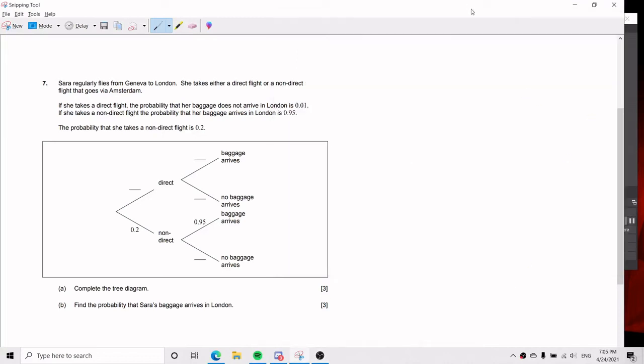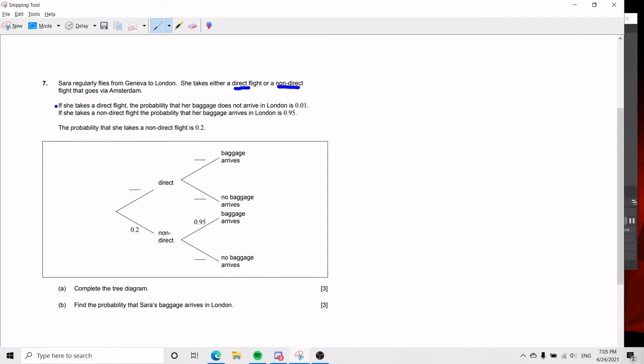Hello everybody, today we'll be going over a probabilities problem at the IB Math Studies level, and in this case we're going to have a tree diagram. So the problem gives us that we have Sarah that regularly flies from Geneva to London, and she takes either a direct flight or a non-direct flight that goes via Amsterdam. And then we have a set of information.